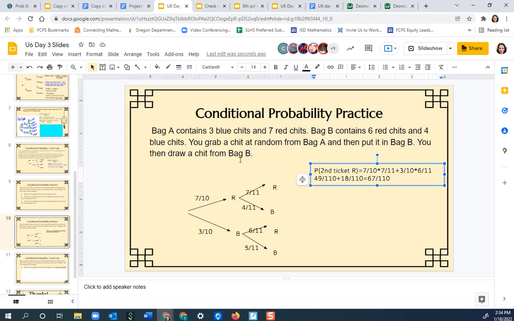In the second situation, I took a blue one out, and so I had a 3/10 chance of getting blue. And I add that blue one to bag B, so now bag B has 5 blue tickets. And that's the 5 out of 11. Is that okay? Okay. All right, let's see what the next question's asking.